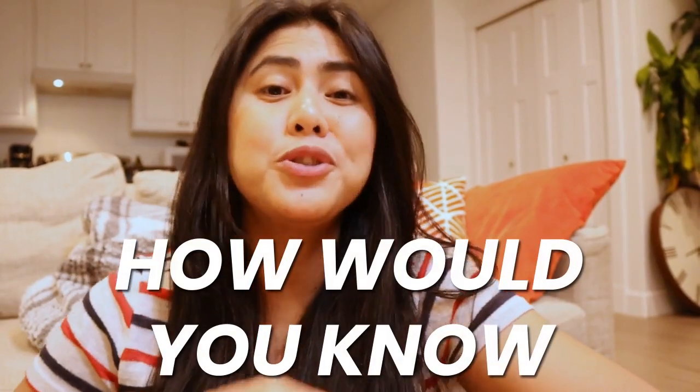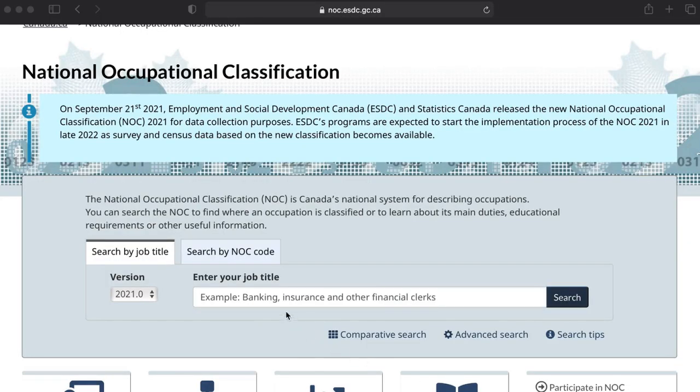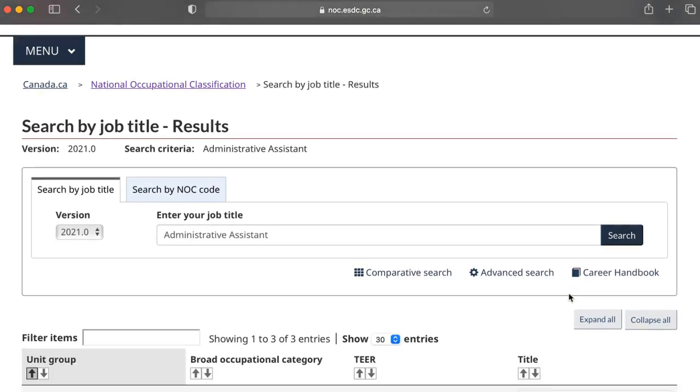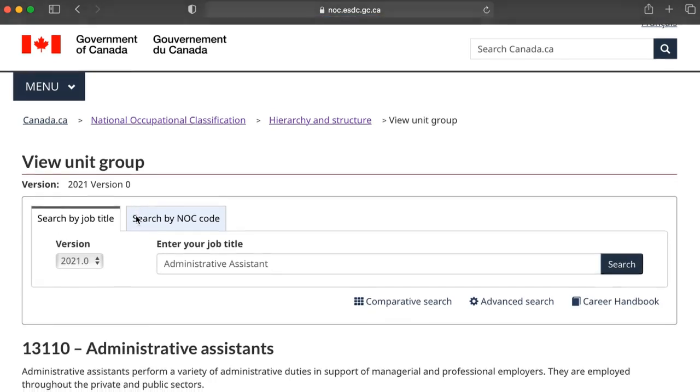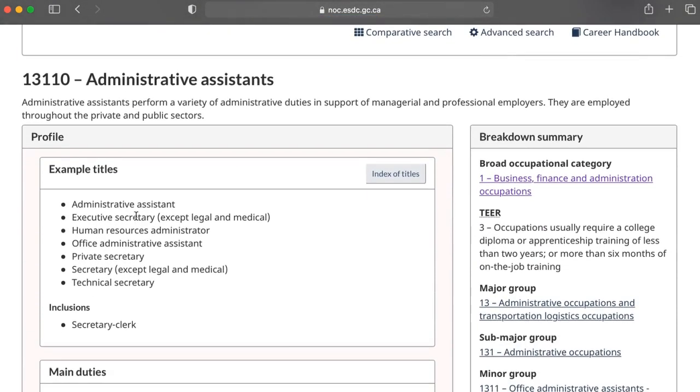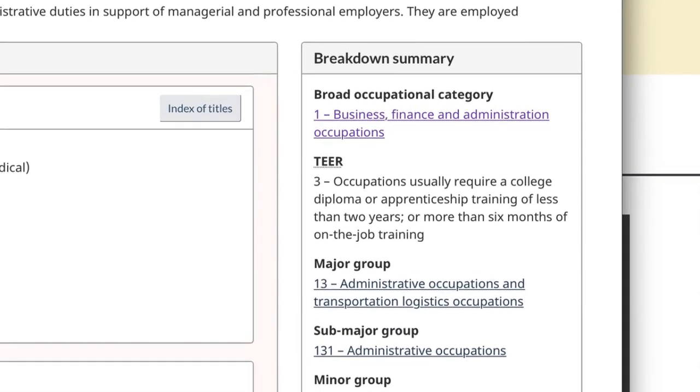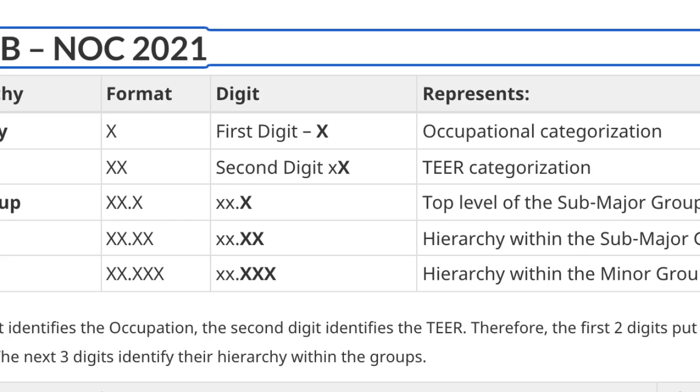So now, how would you know your tier level? If you go to the NOC website, you will be able to find this out. So type in your job title. For example, if I type in admin assistant, it will show your NOC tier number here. You have a 5-digit number. So for example, I have 13110 for my new tier number. So my number would actually tell me which level I am in the tier system. I'm in level 3 because you have to identify it by looking at the second digit.